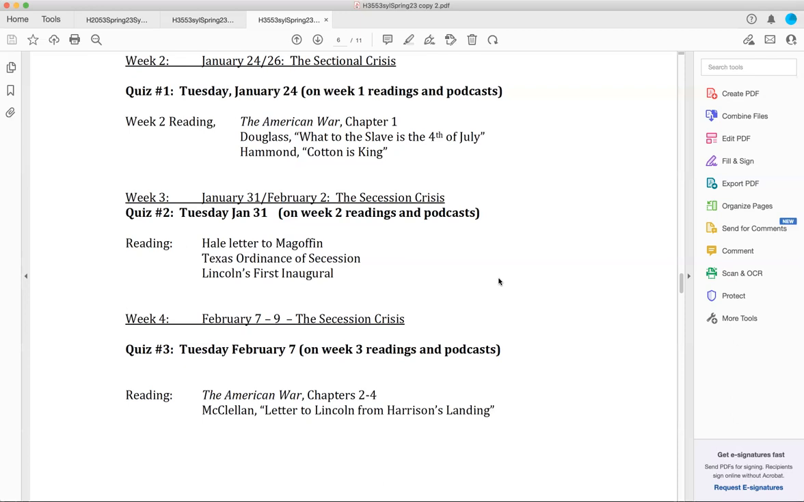How are Southerners justifying leaving the Union? Specifically, what's the role of emancipation in the freeing of slaves in this decision? And then Lincoln, what is he saying to the white South? How is he trying to persuade the white South to remain in the Union? What does he say he's going to do? And most particularly, what does he say he's not going to do? Really, that's the important thing. And also, how does he define secession?